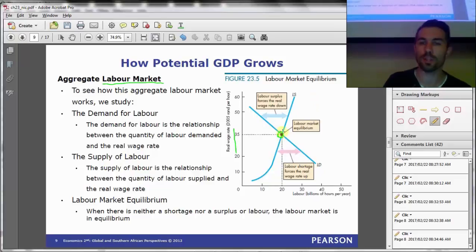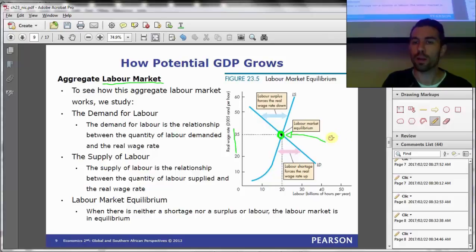And at some point, these two curves intersect. That is our equilibrium labor quantity, and equilibrium real wage. At this point of equilibrium, that quantity of labor is going to produce some level of output. Are you happy with that? We're going to take that level of labor as an input into a production function. It's going to produce some level of output. That level of output is called potential GDP.